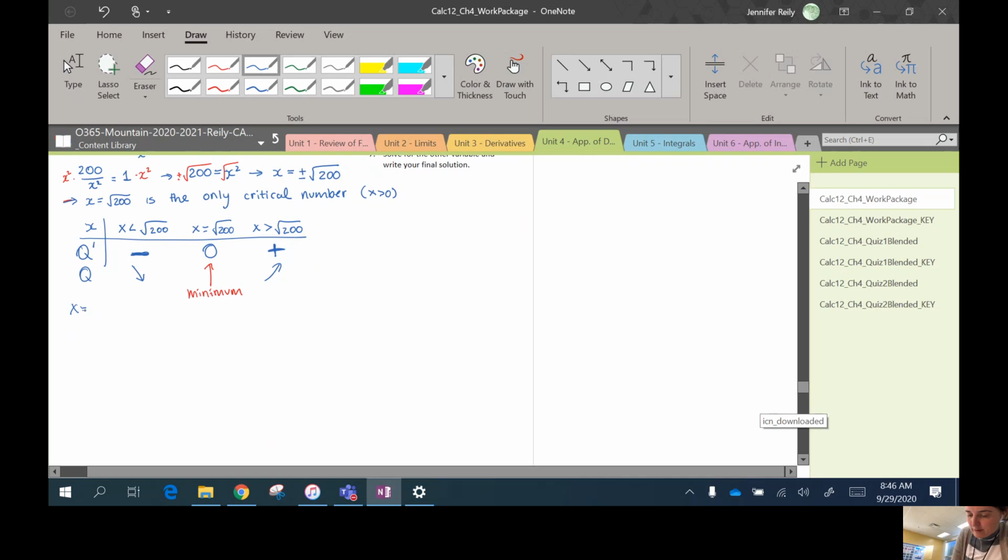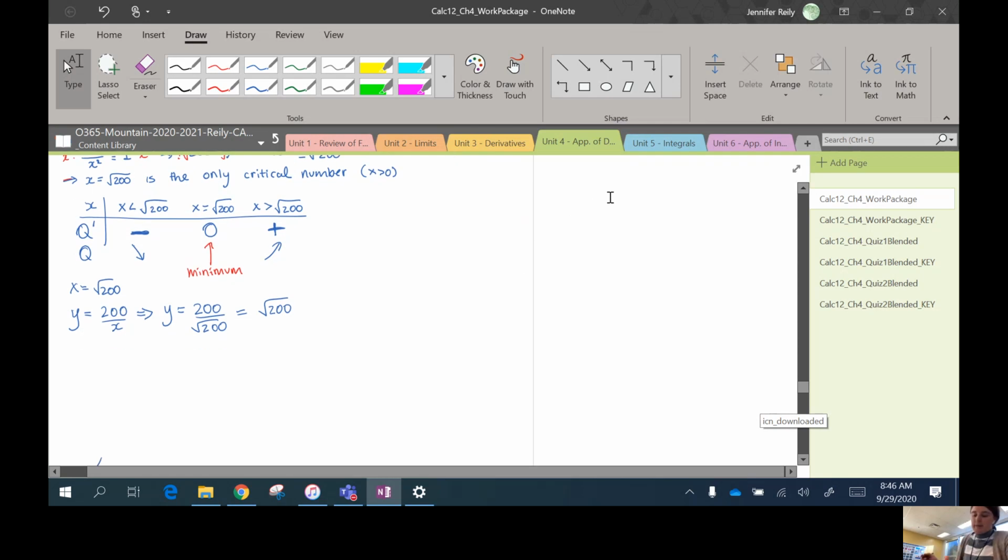Okay, so we have x equals root 200. And then y, remember, was 200 over x. So we'll just solve for that. 200 over root 200. So you can leave it like that, or you can rewrite it. It's the same as root 200. So we have our two points, root 200 and root 200. Turns out the sum is a minimum when the two numbers are the same.